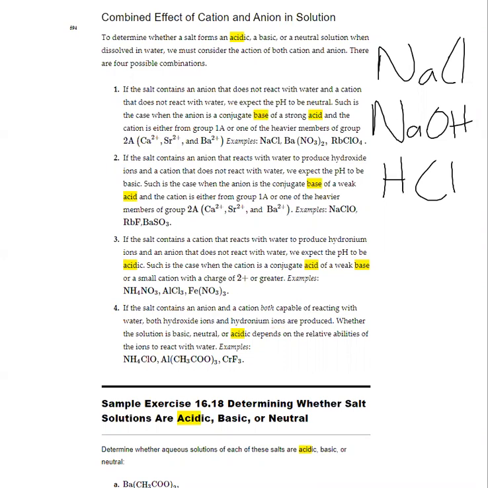So a weak conjugate acid and a weak conjugate base are going to cancel each other out, making the salt neutral. So NaCl, and any of these that come from a strong acid and a strong base, are not going to affect the pH.